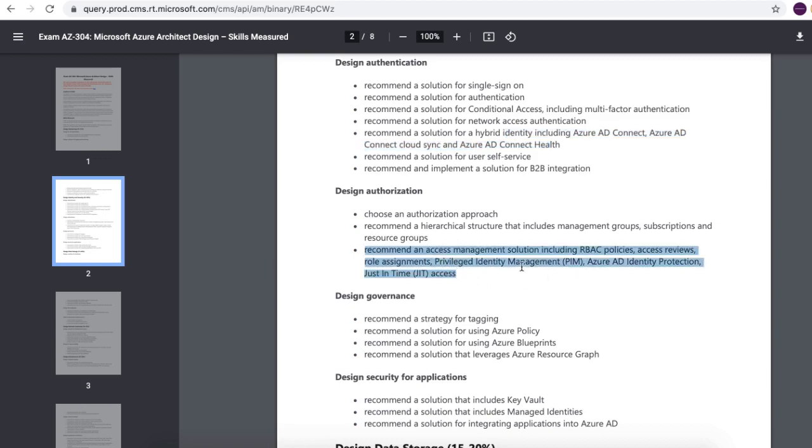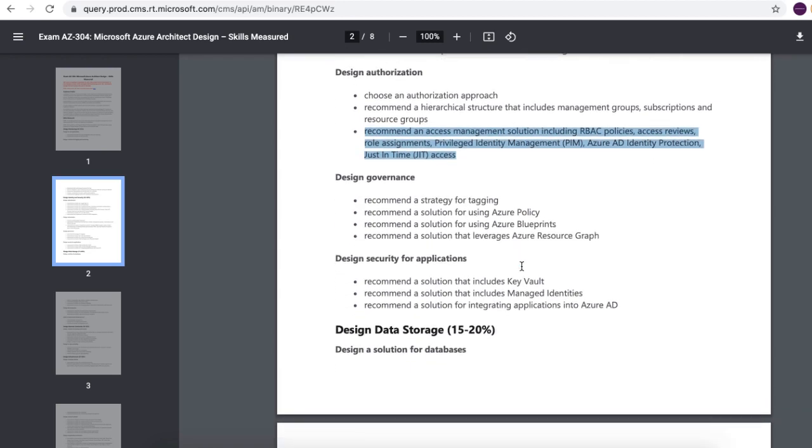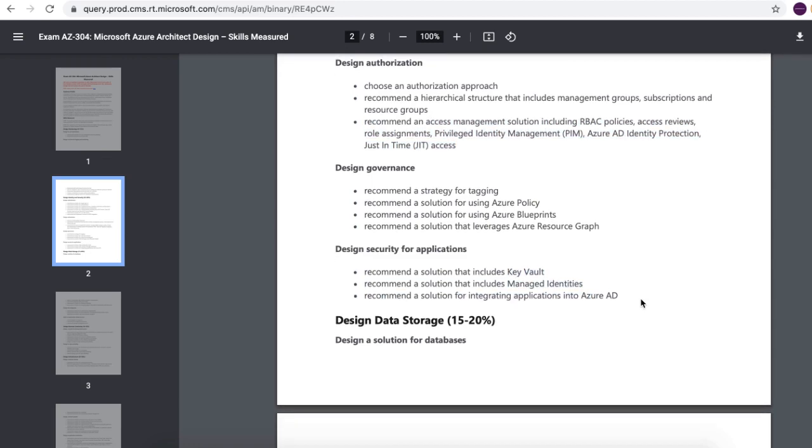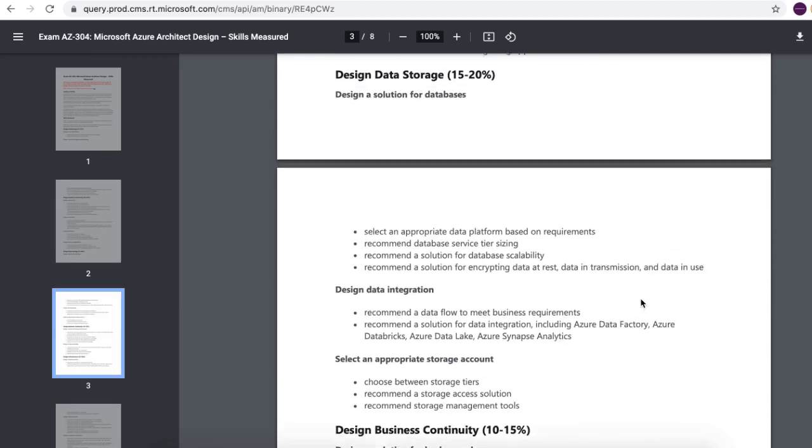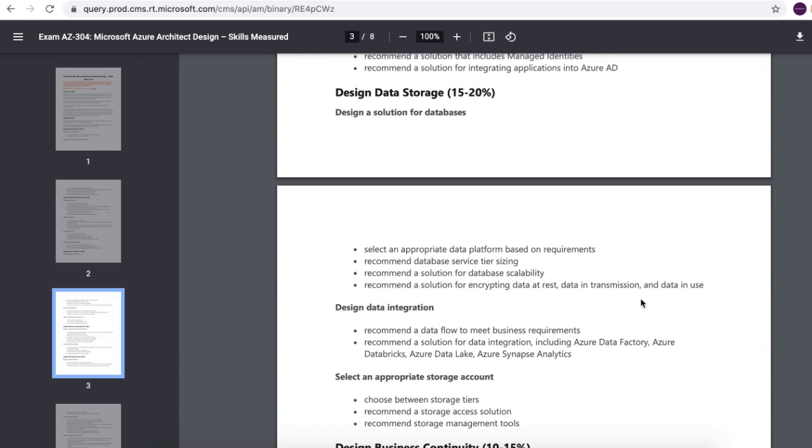Then moving on to design governance, tagging, Azure policy, Azure blueprints, all of that I already knew based off experience and other exams. So just ensure you understand how they work, how to configure them, and so on. And Azure Resource Graph came up too. Key vaults, managed identities, all of the usual stuff. So just refresh unless you're learning it for the first time.